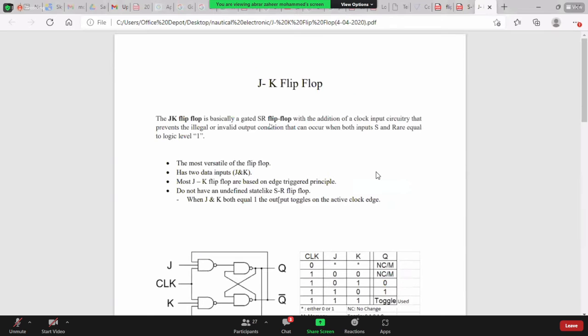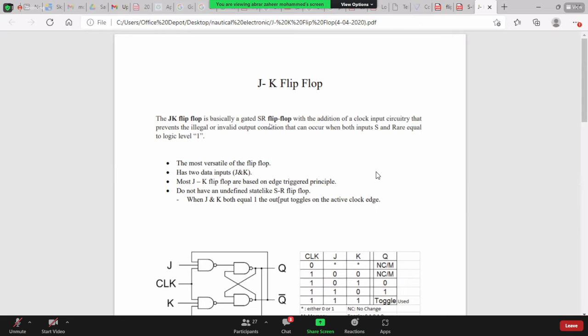Next we'll go to the next flip-flop, that is the JK flip-flop. JK is basically a gated SR flip-flop with the addition of the clock input circuitry that prevents the illegal or invalid output condition that occurred when both the inputs S and R are equal to logic level 1. So in the SR flip-flop, when both S and R are 1, both the outputs Q and Q bar tend to be 1, and that is known as the invalid condition. The most versatile flip-flop has two inputs J and K.